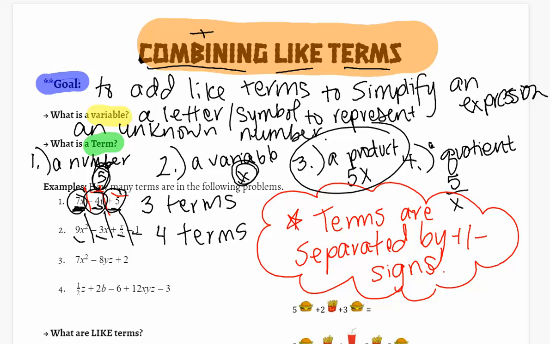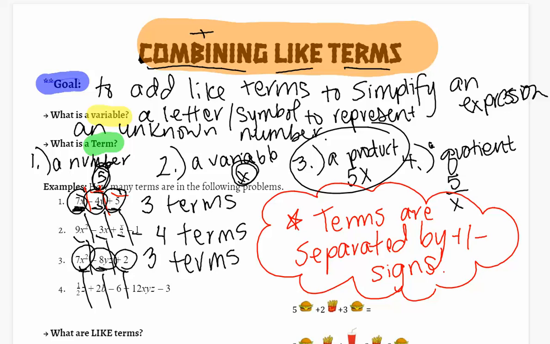I want you to pause this video and try number 3 and number 4. I want you to determine how many terms they have, and then unpause the video and we'll go over it. So if I draw my slashes, I have 3 terms. This is a product, this is a product, that's a number or a constant.